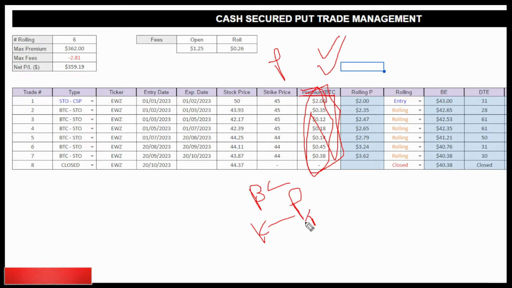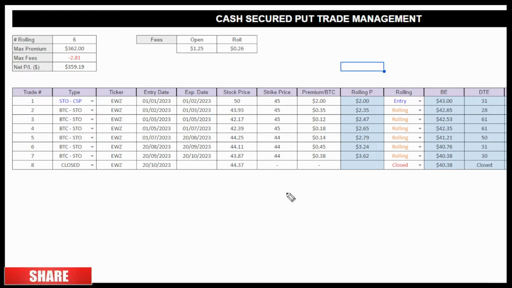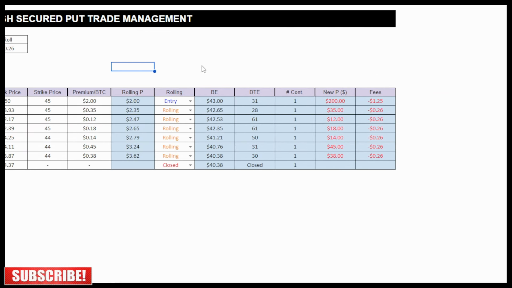Your P total is all the total premium collected, and your K is your strike price. You need to keep track of how much you have collected so far, and this spreadsheet shows you guys how you can do it. You have your fees on every trade, and how much you have collected here. This is the dollar value. This is the premium value.